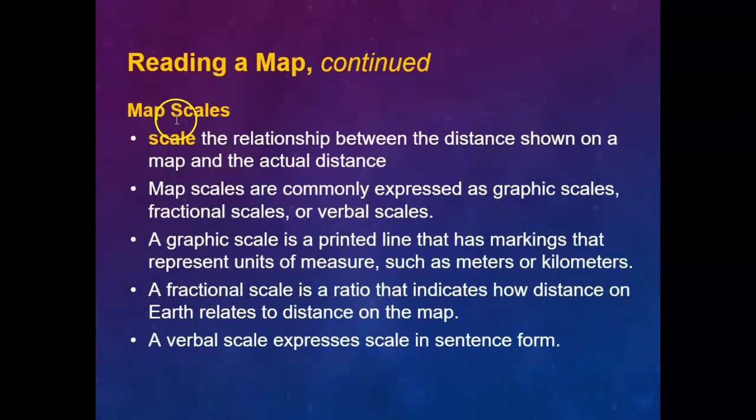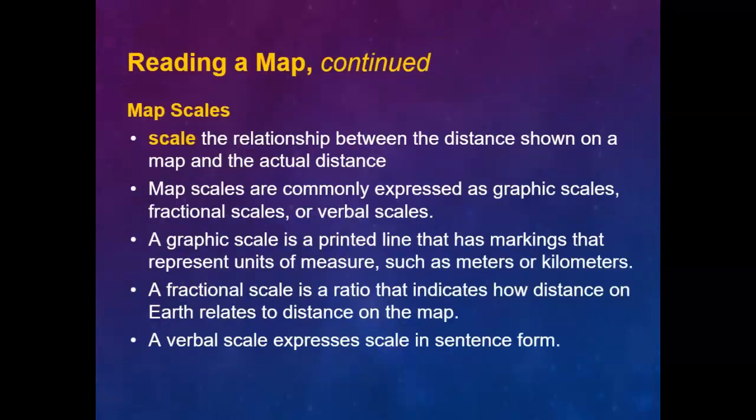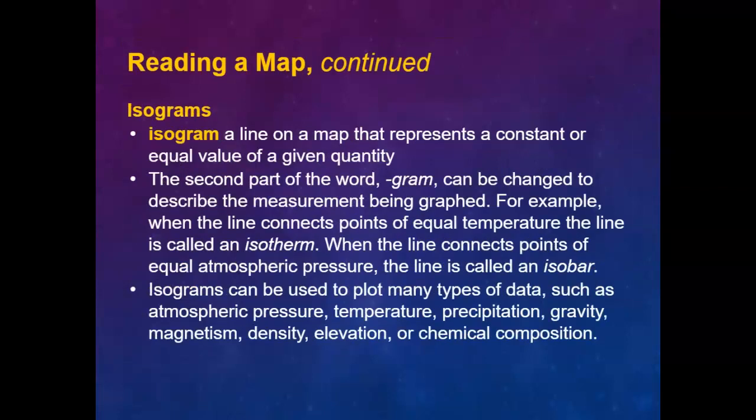Scale. Scale is an important one. Scale is the representation between the distance shown on a map and an actual distance. It's kind of like an inch on a map equals 1 mile in real life. Usually they'll have a little scale on the map that tells you how big that map is compared to real life. So for example, this particular map here says 0 and 6 miles. Now this map is not 6 miles big, but this distance on this map represents 6 miles. That's important.